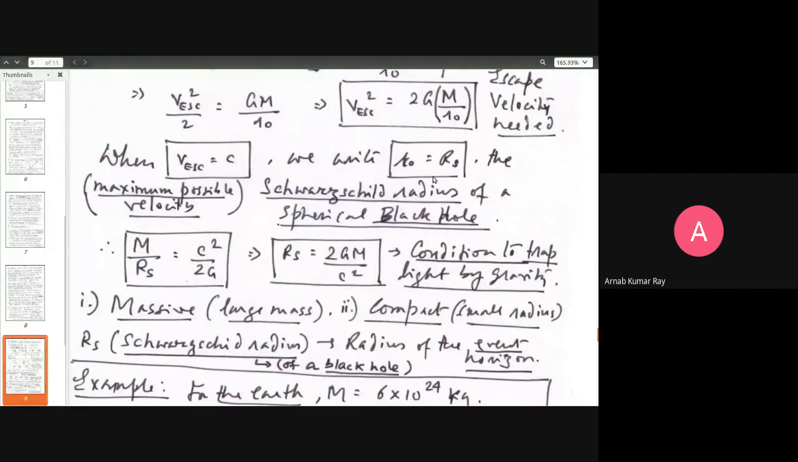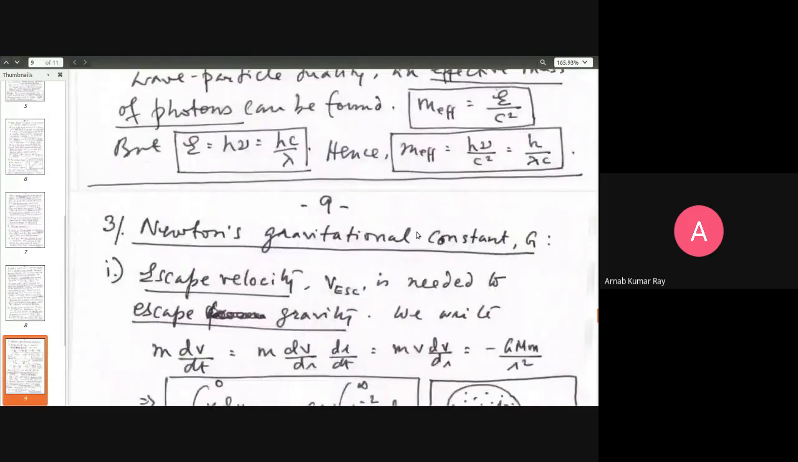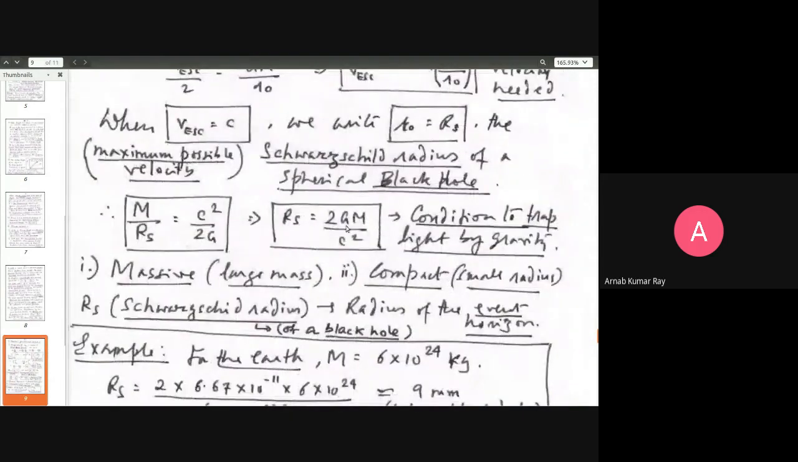This R naught, when I write it as capital R with a subscript S, is known as the Schwarzschild radius. Schwarzschild is Karl Schwarzschild, who gave the theory of this. So the Schwarzschild radius of a spherical black hole, if you know the mass of an object. G is a universal gravitational constant, Newton's gravitational constant. C, of course, thanks to Einstein, is also a universal constant. So mass is large.